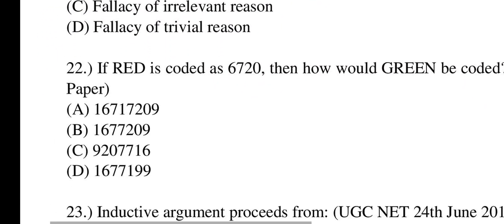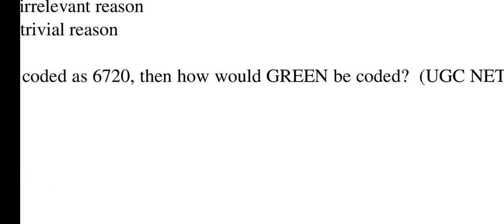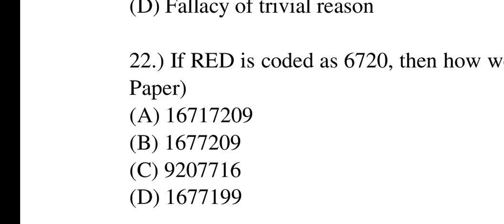Question 22 says, if red red is coded as 6720, then how would green green be coded? A, B, C, D. B, 16717209. C, 1677209. D, 920716. 16771999. 22, B will be correct.